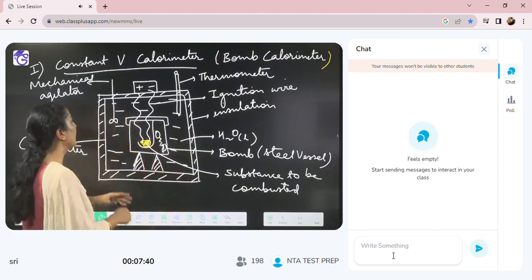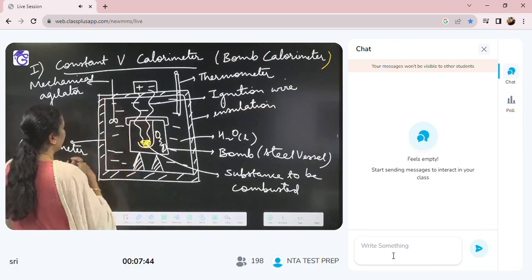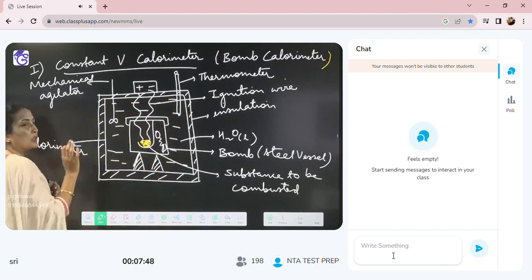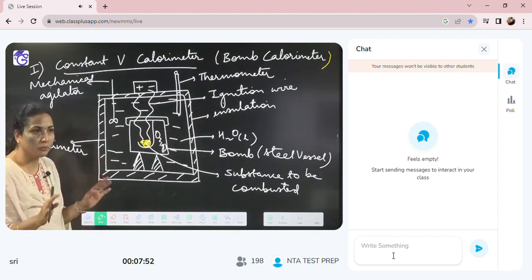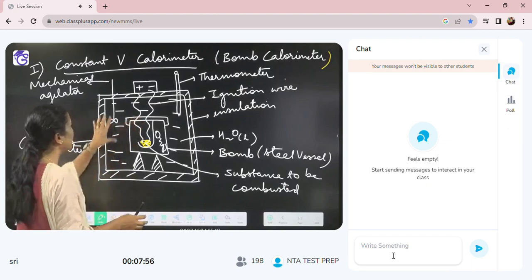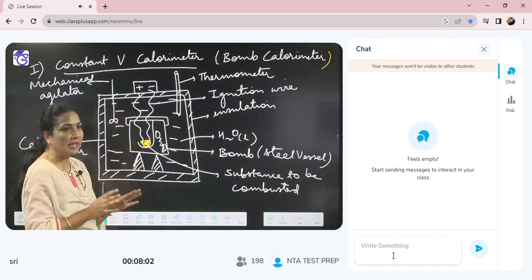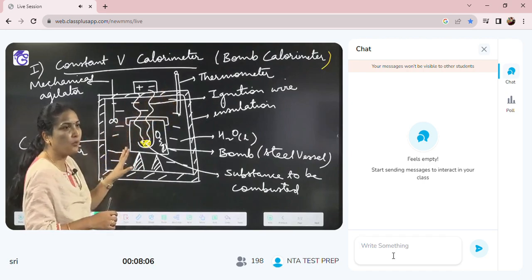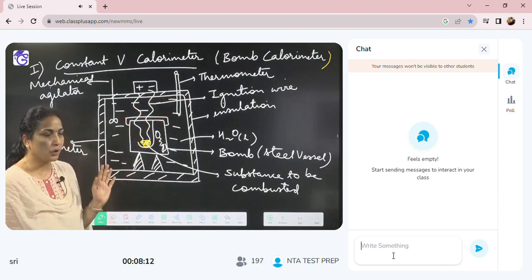Now, the other thing is, around this bomb you have one big vessel in which we have filled up water. That is basically what we call the calorimeter bucket, but for simplicity we are using the term calorimeter. So the calorimeter system, if I say, will be the bomb plus the water around it, okay? Now before starting this reaction, we would have measured the initial temperature of this water around the bomb, and let us say that is T1, okay?